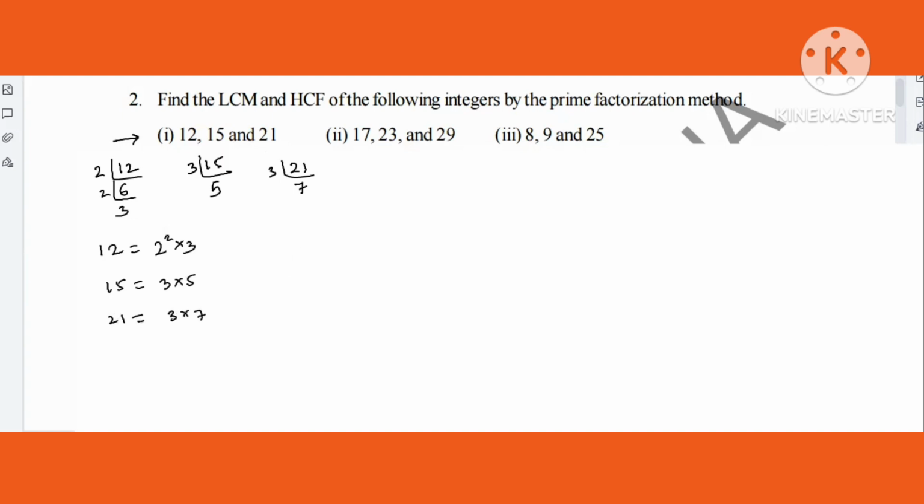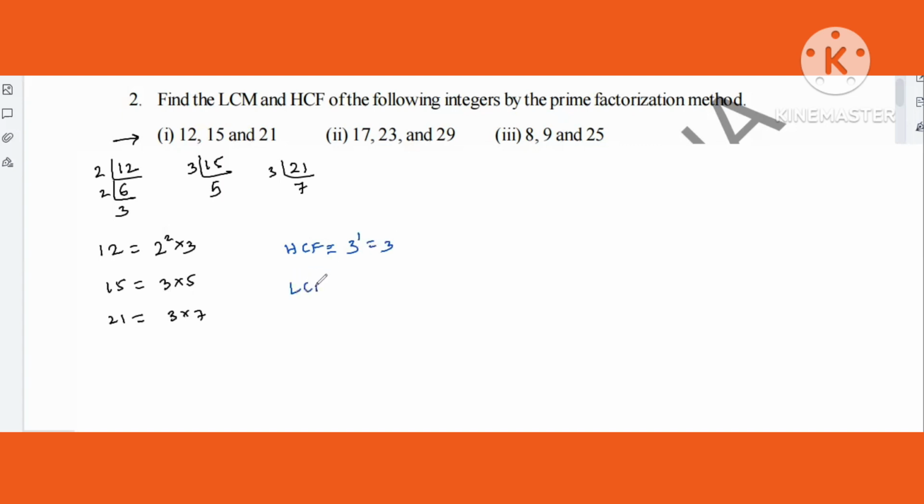Now I'll write HCF and LCM for this. HCF: first of all, you check for the common bases. 2 is there in 12, but 2 is not there in 15, and for 21 it is not there. So 2 is not a common base. 3 is a common base for all the numbers. Is any other there? No. And the least power for 3 is 1. So the answer is 3 only.